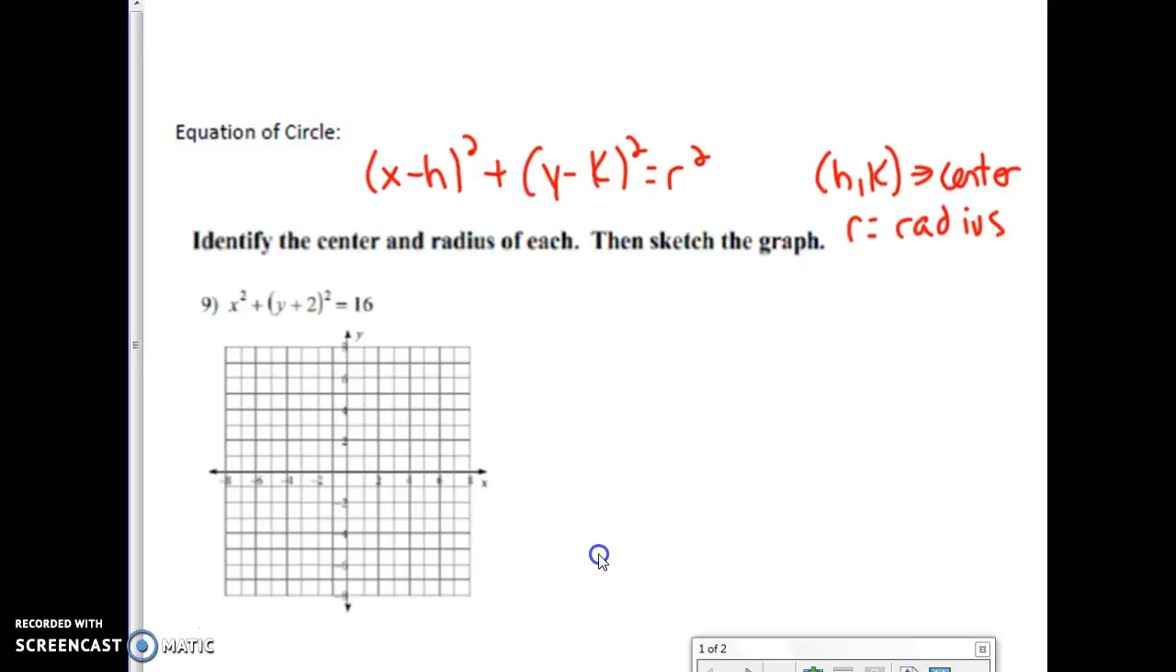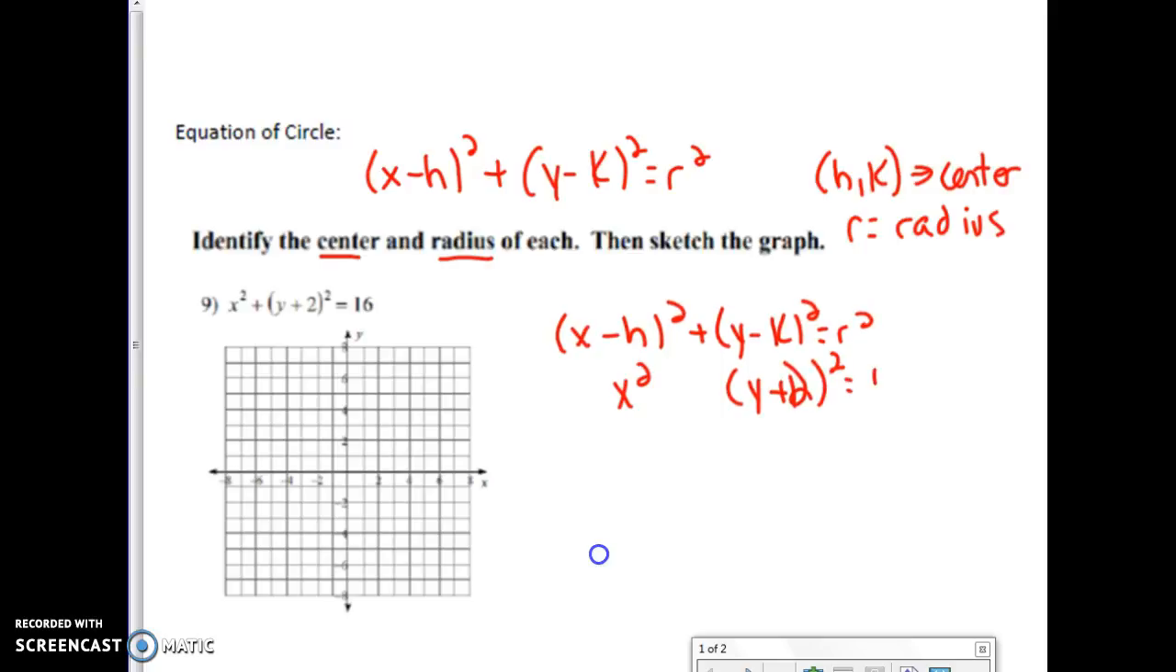So what I want to do is look at this equation, which I have in number 9. It's x² + (y + 2)² = 16. And I want to be able to find its center and radius. So let's first find out what the center is. I know the form is (x − h)² + (y − k)² = r². In this case, it's x², and then it's (y + 2)² = 16.